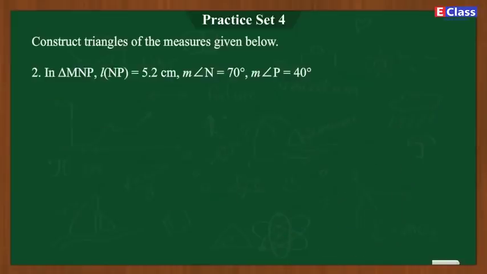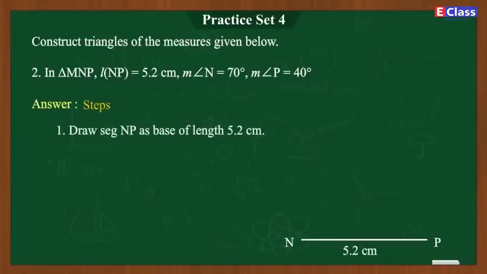2. In triangle MNP, length of NP is equal to 5.2 centimeters. Measure of angle N is equal to 70 degrees. Measure of angle P is equal to 40 degrees. Answer. Steps. 1. Draw segment NP as base of length 5.2 centimeters.